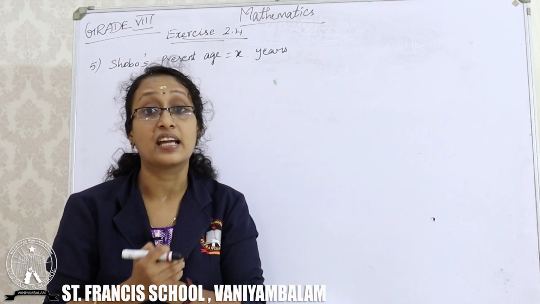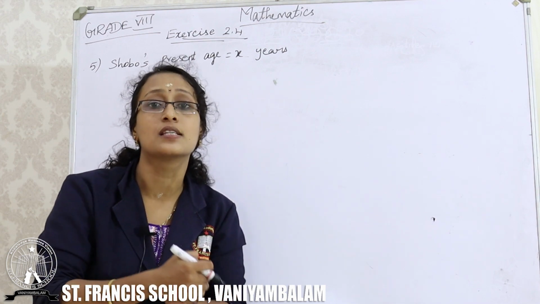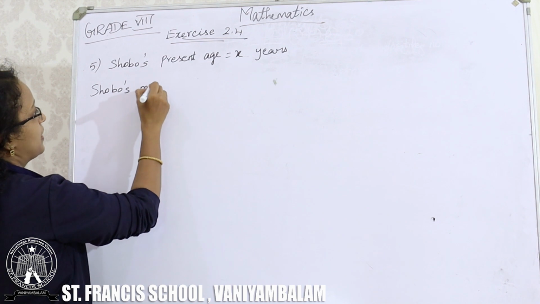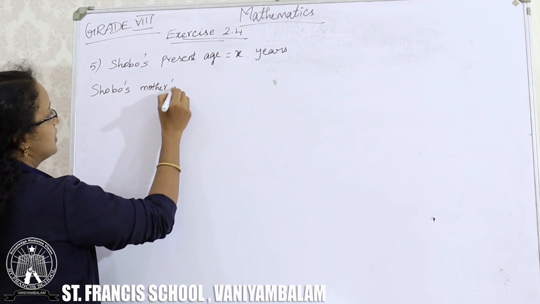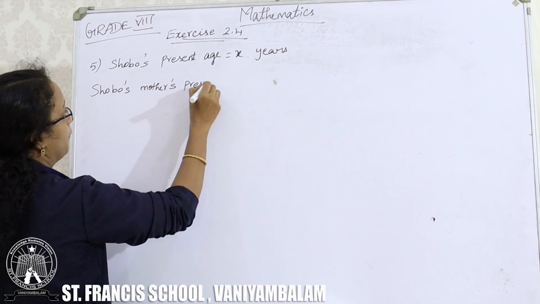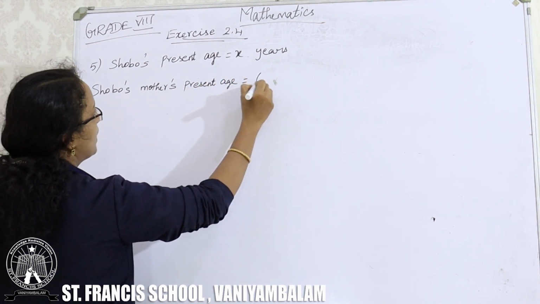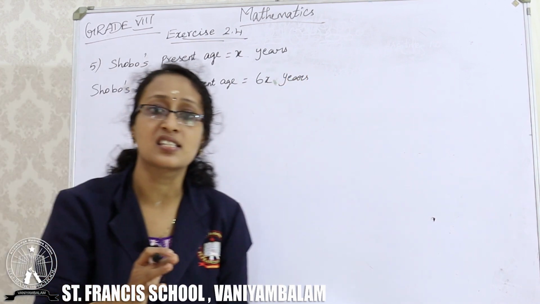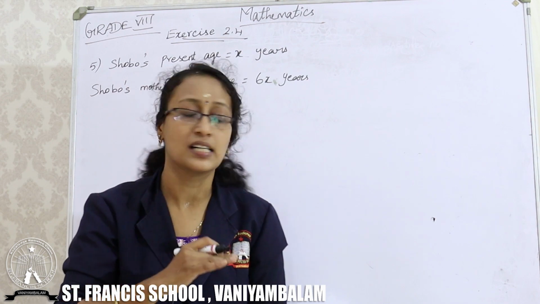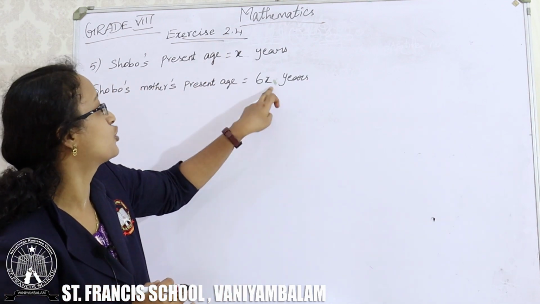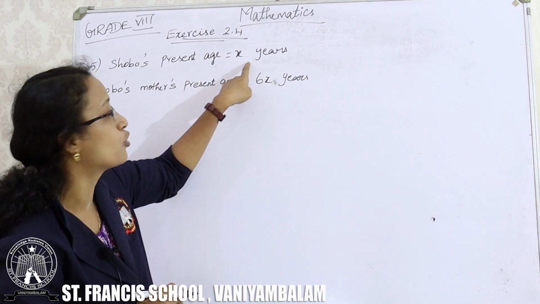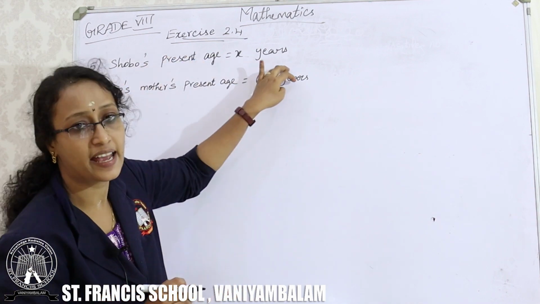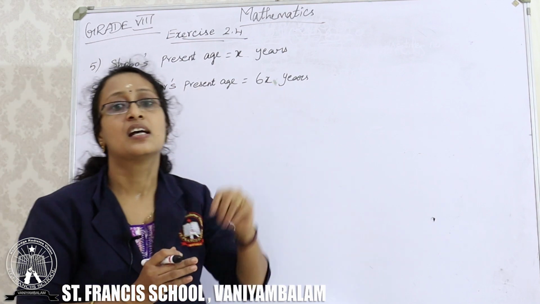Shobo's mother's present age is 6 times the Shobo's present age. So Shobo's mother's present age be 6x years, because it is given Shobo's mother's age is 6 times the Shobo's age. What is Shobo's age? x. So 6 into x years. Now the age of Shobo is x and the age of Shobo's mother is 6x.